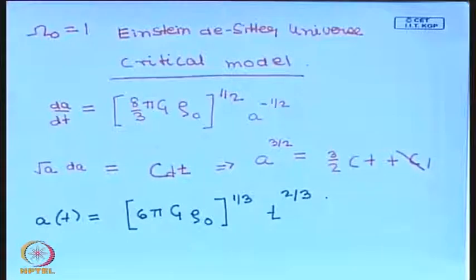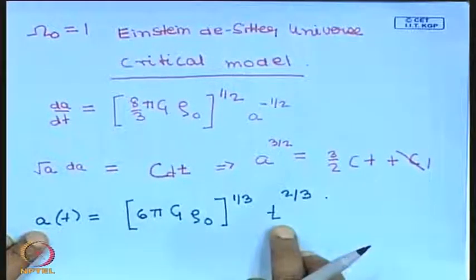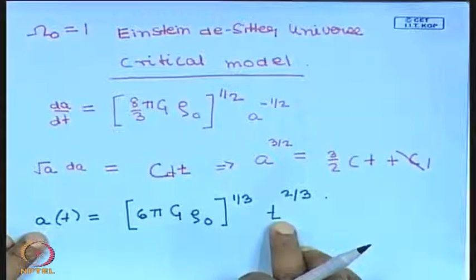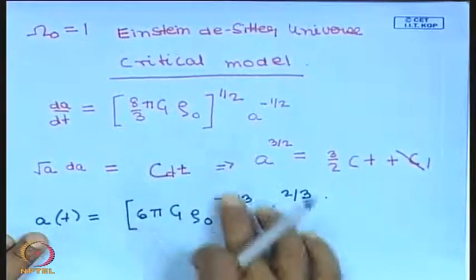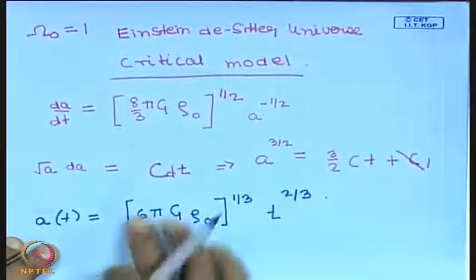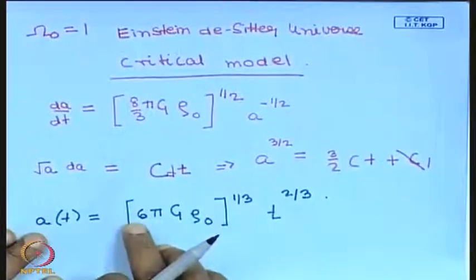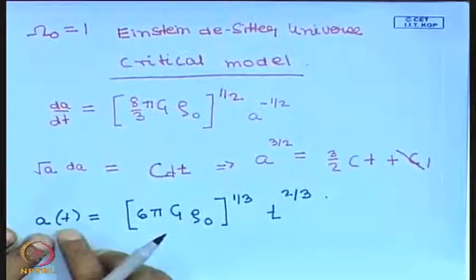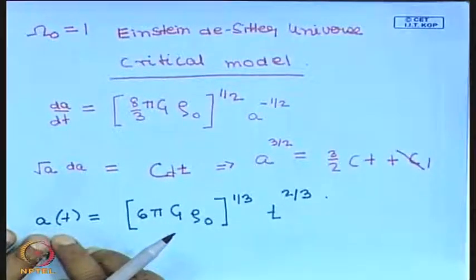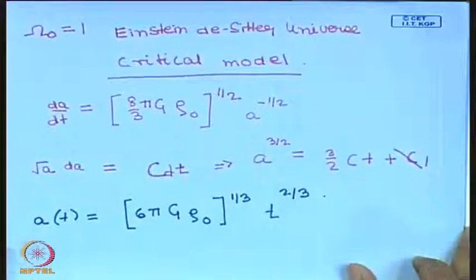in the situation where omega naught is equal to 1, the density parameter is 1. The crucial point here is that the scale factor is proportional to t to the power 2/3. The constant is some number which is there. That basically determines the normalization of A. We would like A to be 1 at present.